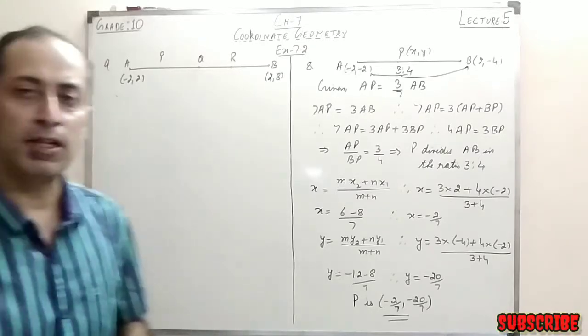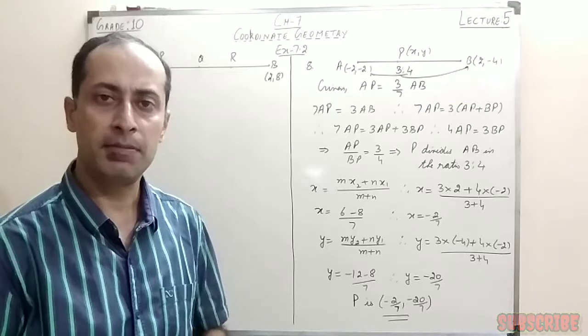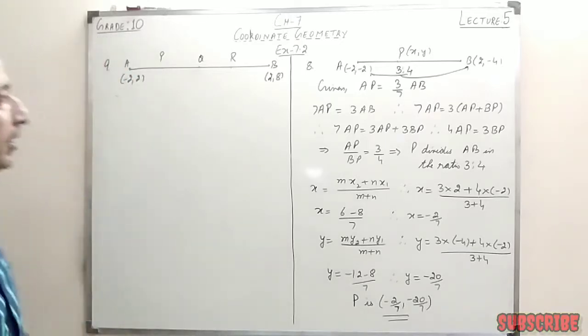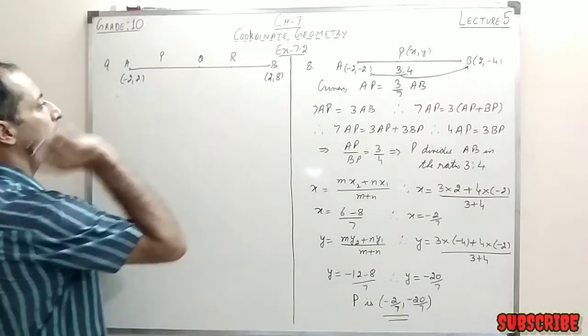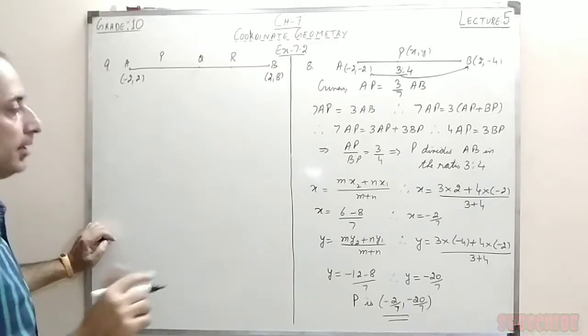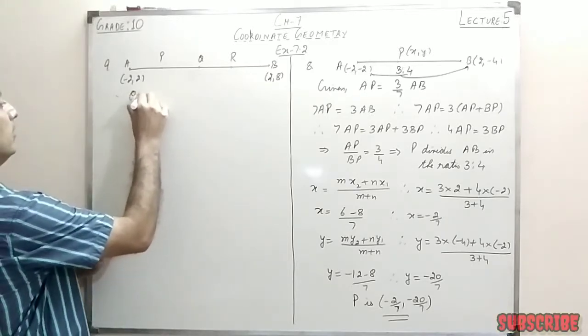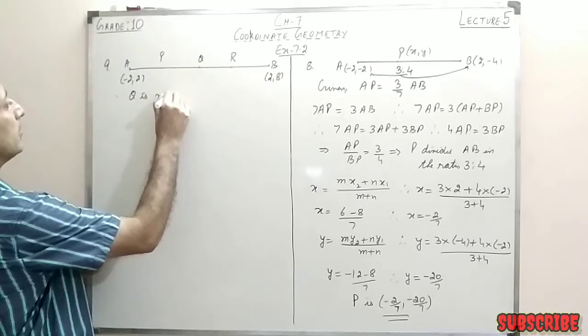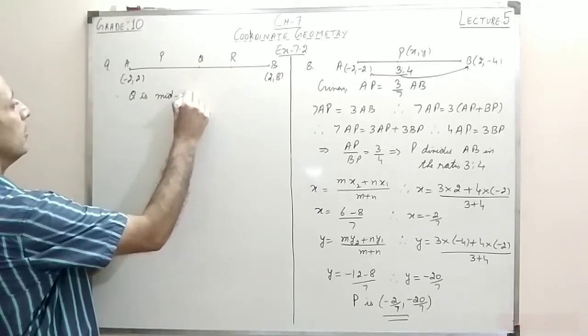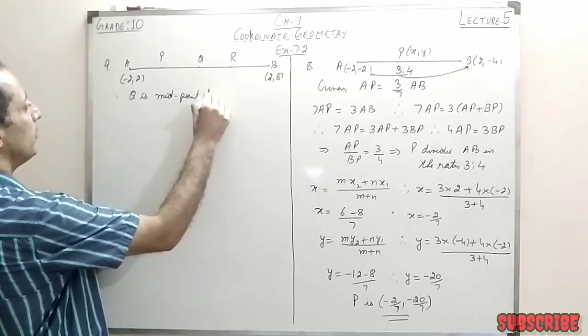This is one of the ways of doing the question. The other way, let's see, the way which I will be doing. So first I find the coordinates of Q, since Q is the midpoint of AB. Alright, Q is the midpoint of AB.